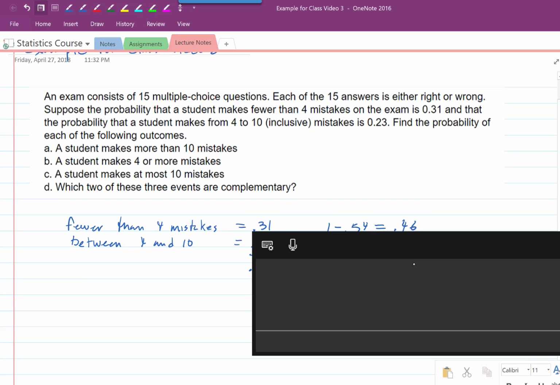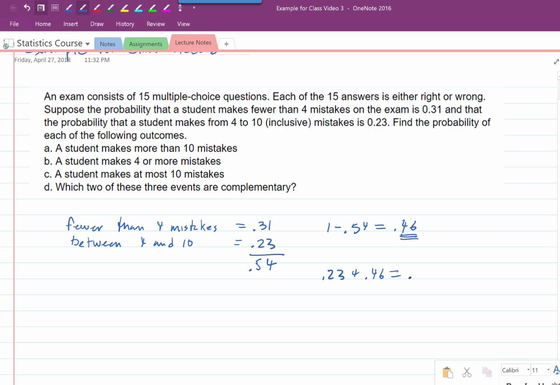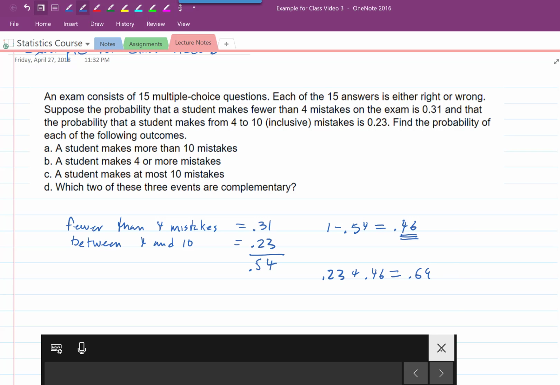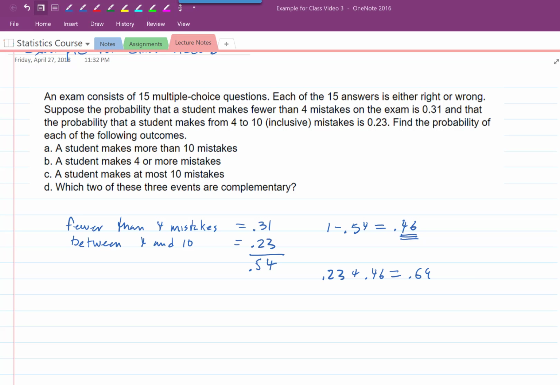So we add those up, and the probability is 0.69. And then finally, we've already solved this problem. The probability that a student makes at most 10 mistakes is simply the probability that he or she makes fewer than 4 mistakes, 0.31, or between 4 and 10 mistakes, 0.23. So the probability that that student makes at most 10 mistakes is 0.54, right?